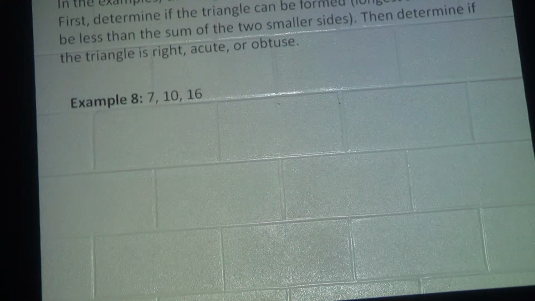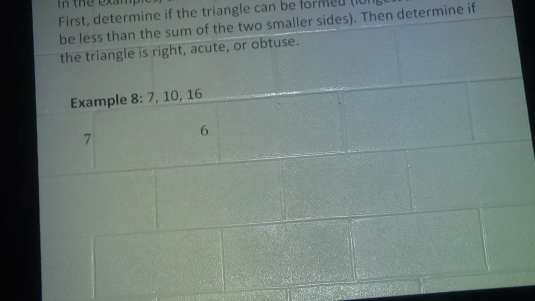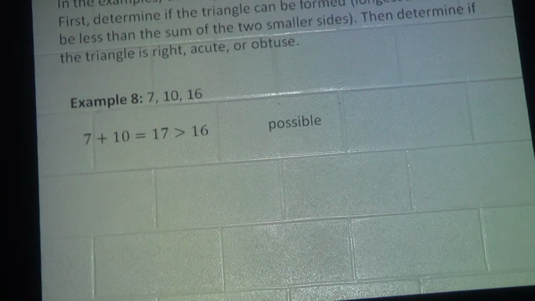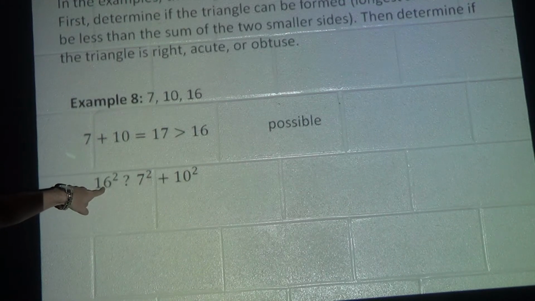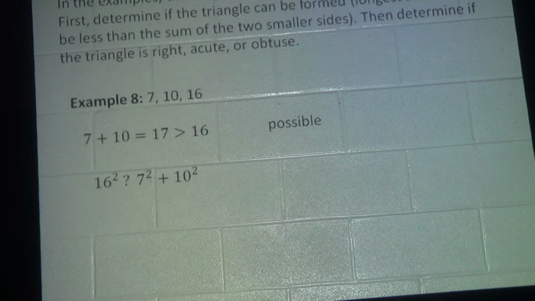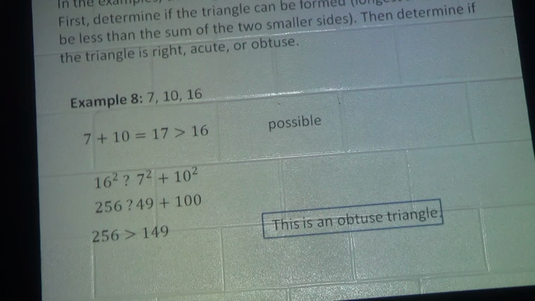Okay, example 8. The two shortest sides are 7 and 10, so we add those together. 17 is greater than 16, so it is a triangle. Okay, put it into the Pythagorean theorem. The longest side is 16, so 16 squared is what relationship to 7 squared plus 10 squared? 256 is what relationship to 49 plus 100? 256 is greater than 149, so this means that this is an obtuse triangle.